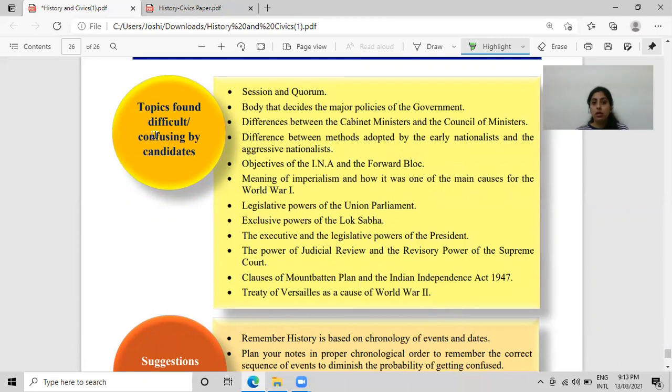Starting with the first topic, which is difficult or confusing on the part of a student while attempting the questions. There are some important points like sessions and quorums. From the Union Parliament, you need to remember the sessions and quorums, as well as the body that decides the majority policies of the government. Now going to the chapter, the Prime Minister and Council of Ministers, you have to mention the difference between the Cabinet Ministers and the Council of Ministers. You need to study this part properly.